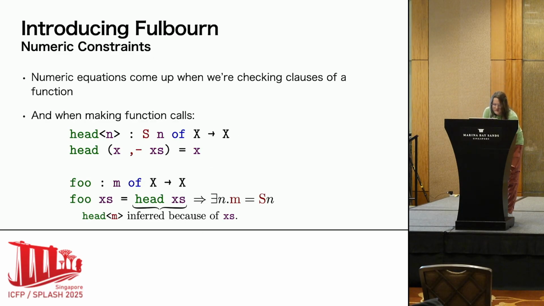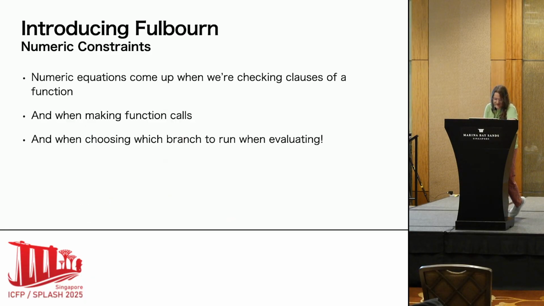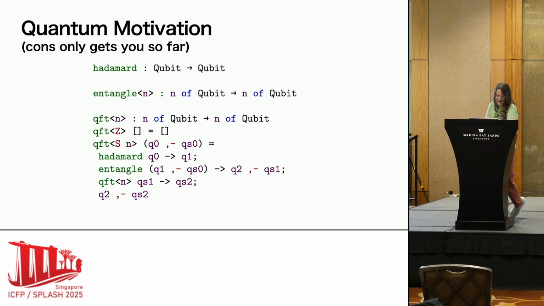And when we're making function calls to type check this, you have to make sure that the number that you pass in matches the argument type of the function you're calling. Here we infer head m, but we need to check that m is a successor because head expects a successor n of x. And this is what a vector of n plus 1 x's looks like, Sn of x. And when evaluating, we also use this to choose which branch to run.